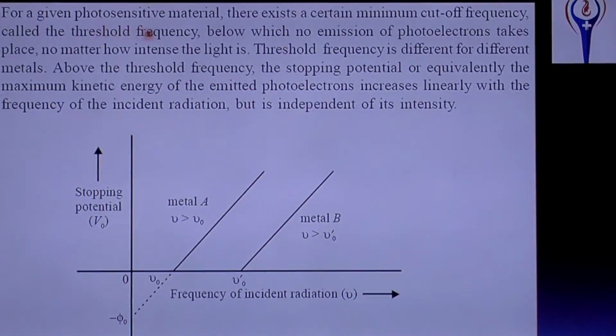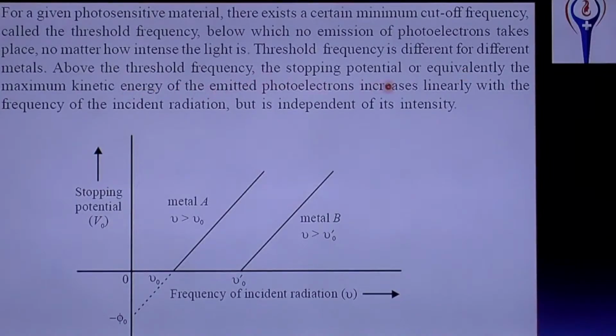Third law, for a given photosensitive material, there exists a certain minimum cutoff frequency, that is called threshold frequency, below which no emission of photoelectron takes place. Whatever high intensity of light is falling, if the frequency is less than that minimum threshold frequency, there will be no emission of photoelectron. And this threshold frequency is different for different metals. For example, cadmium one value, magnesium another value.